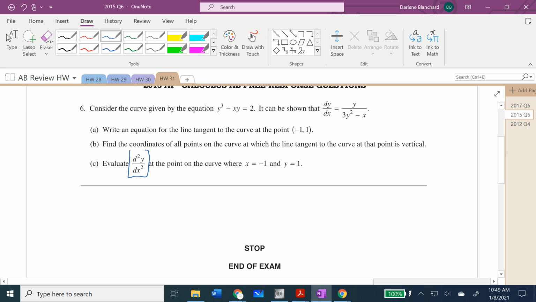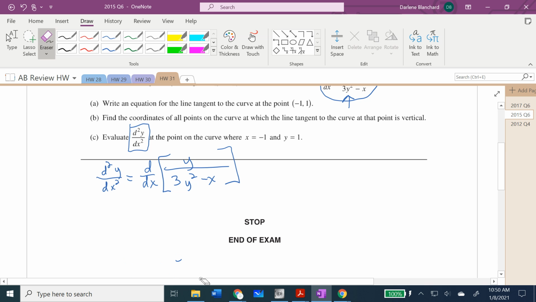I want to find the second derivative of y with respect to x at a particular point. That means I need to take my dy dx and take its derivative with respect to x. So I'm going to write this out in proper notation. The second derivative is equal to the d dx of y over 3y squared minus x.